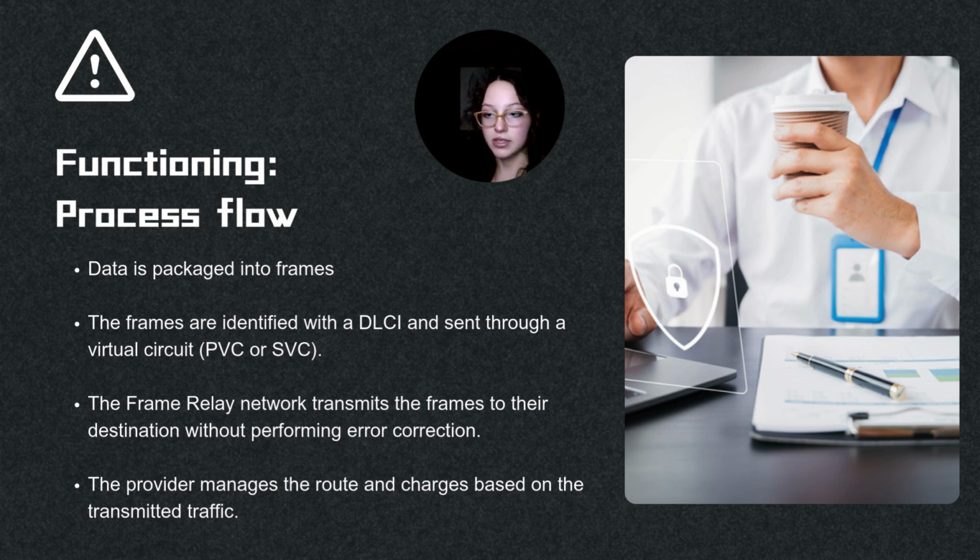The Frame Relay network is going to transmit the frames to their destination without performing error correction. This is mostly to analyze whether the frames are really correct. And finally, the Frame Relay service provider is going to manage the route of the connection and apply changes based on the transmitted traffic.